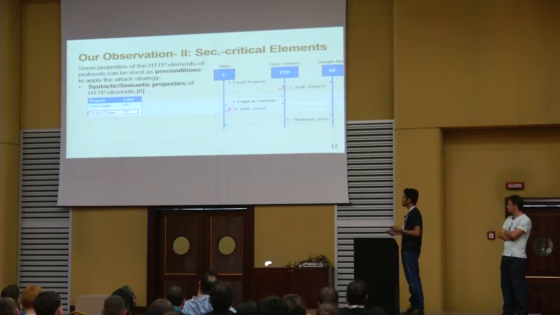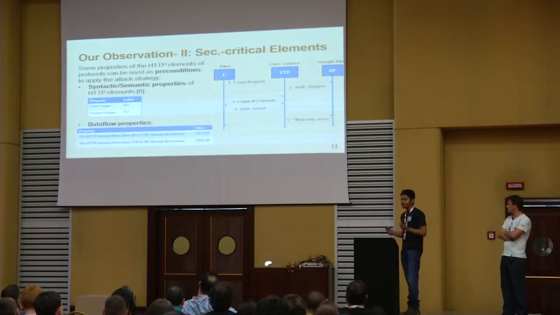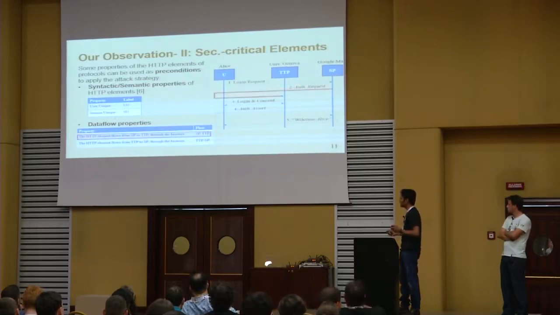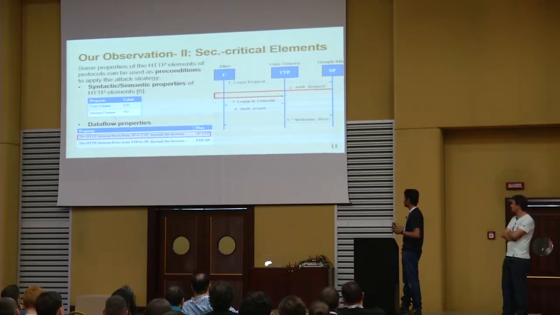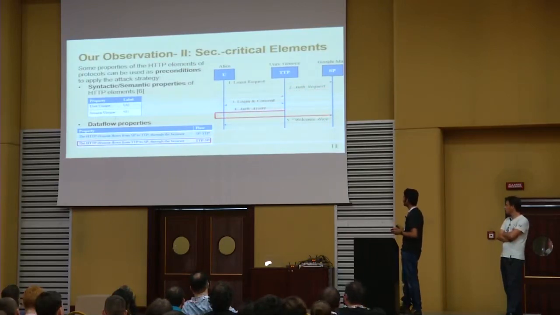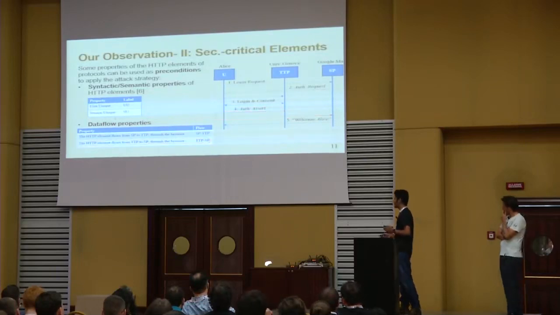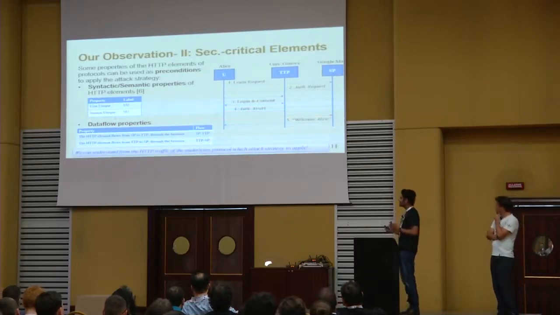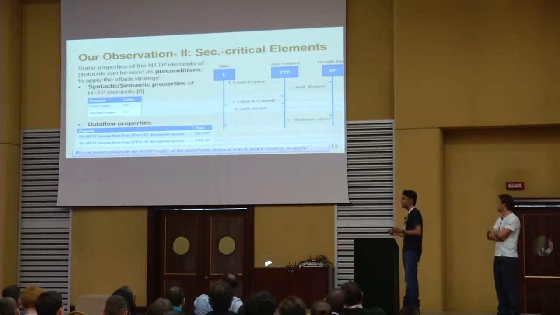So for that, we identify another interesting property, which is related to the data flow of these security critical elements. For instance, if you look at this security critical element, it is flowing from the service provider to the trusted third party. If you look at the traffic, we can see that. Similarly, the authentication assertion is flowing from the trusted third party to the service provider. So now we know that we can understand from the HTTP traffic of the underlying protocol which attack strategy we can apply.